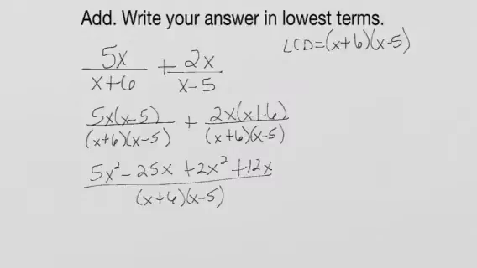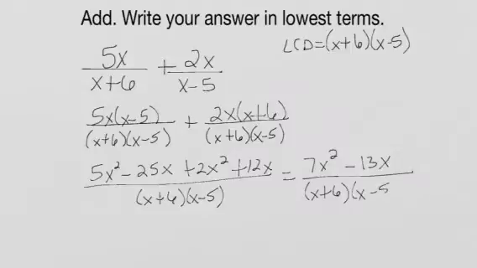And now we want to combine like terms. So we have 5x squared plus 2x squared. That's going to give me a total of 7x squared. Negative 25x plus 12x gives me a total of negative 13x. All over this common denominator of x plus 6 times x minus 5. And again, you can factor out an x on top, but it's really not going to allow you to simplify it any further. And so that's where we will leave our answer.